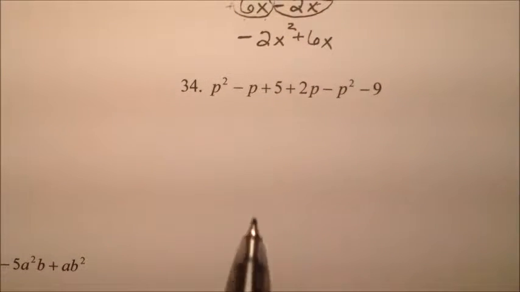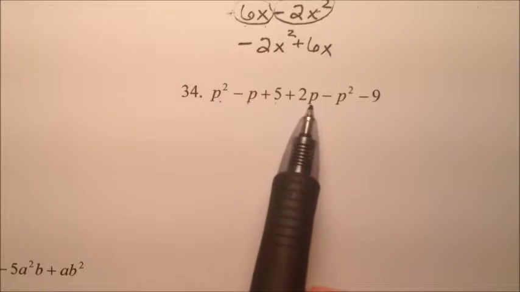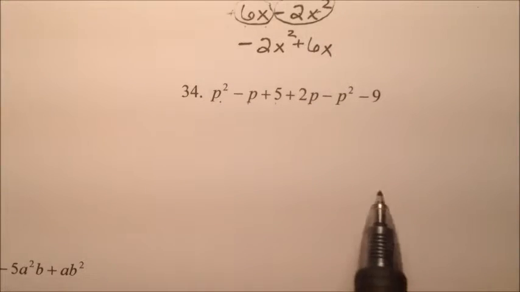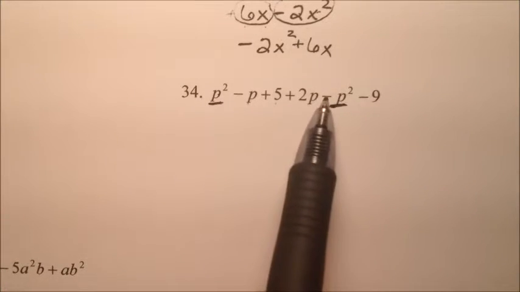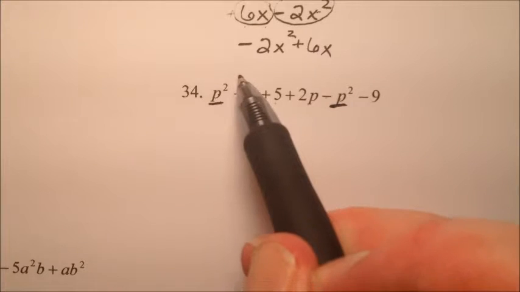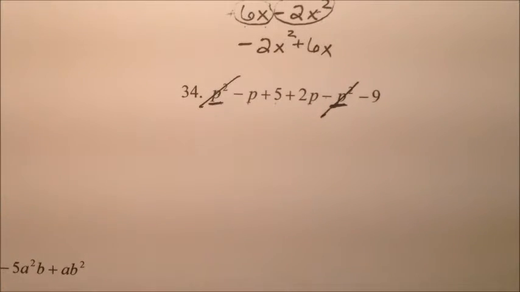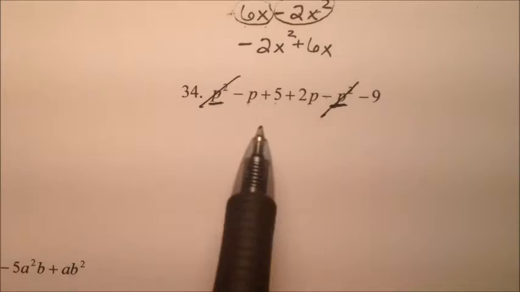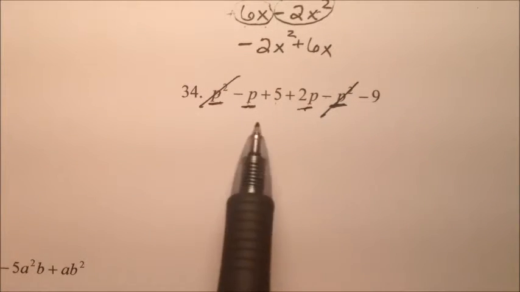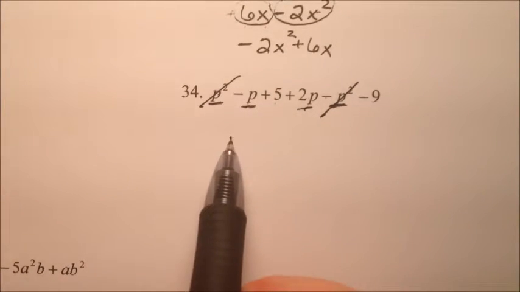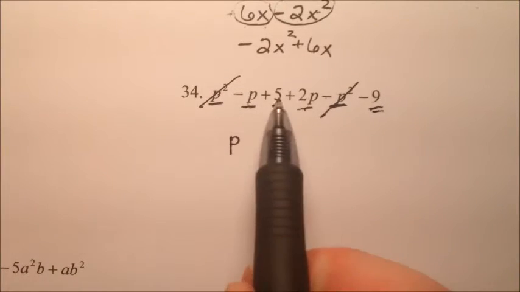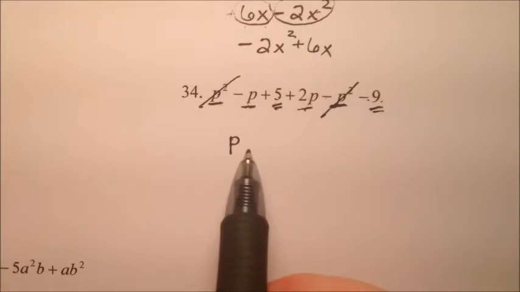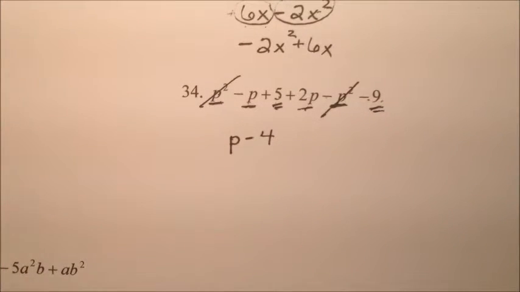Slide over for 34. We've got p squared minus p plus 5 plus 2p minus p squared minus 9. So lots of different things going on here. Here's a p squared and here's a p squared. And I have 1p squared minus 1p squared, so actually those p squareds just cancel each other out. So I can completely ignore them. My p's here are negative 1p plus 2p. So negative 1 plus 2 is 1p, so I'll put a p. And then now we have our constants, which is 5 and a minus 9, so 5 minus 9 will be minus 4. So number 34 is p minus 4.